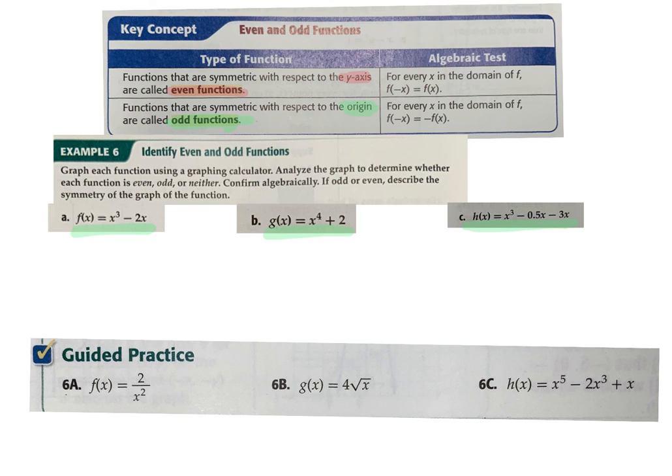So once you test for symmetry, once you know what it's symmetric to, you can immediately tell if it's even or odd. Y symmetry is even, origin symmetry is odd, all right? So as long as you know how to do that first example and plug in your negative x, negative y's, then you'll be able to answer if it's even or odd, okay? Questions on that?